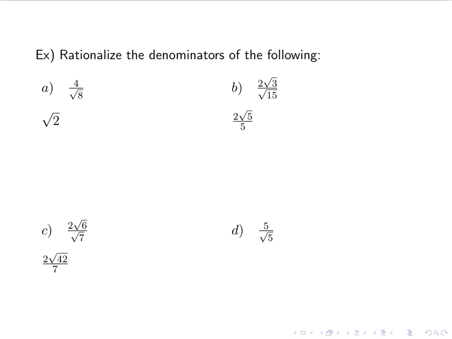My last one, 5 over root 5. Again, the only thing I can do is start to rationalize it. I can't simplify root 5, and there's no square root on top to simplify further. So I'm just going to multiply by root 5 over root 5. So I have 5 root 5 on the top. I have 5 on the bottom, and those 5's cancel. So I'm left with just the square root of 5.